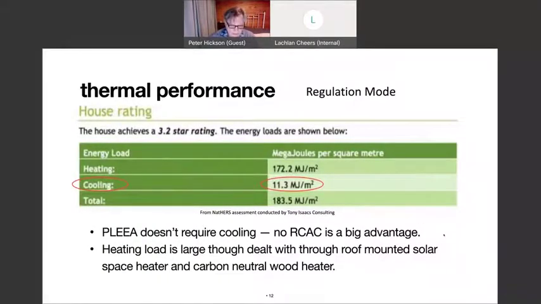These are the results generated in NatHERS's regulation mode, which is used to determine predicted energy usage and thermal shell efficiency. The figure in the red circle also confirms that the building wouldn't be dependent on air conditioning. Now that is a massive unrecognised advantage. It equates to safe thermal refuge in outages, no peak load on the grid, and ensures affordable operation.